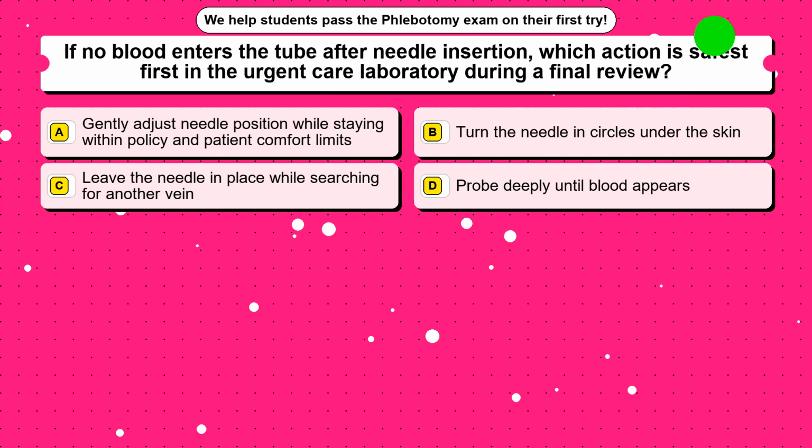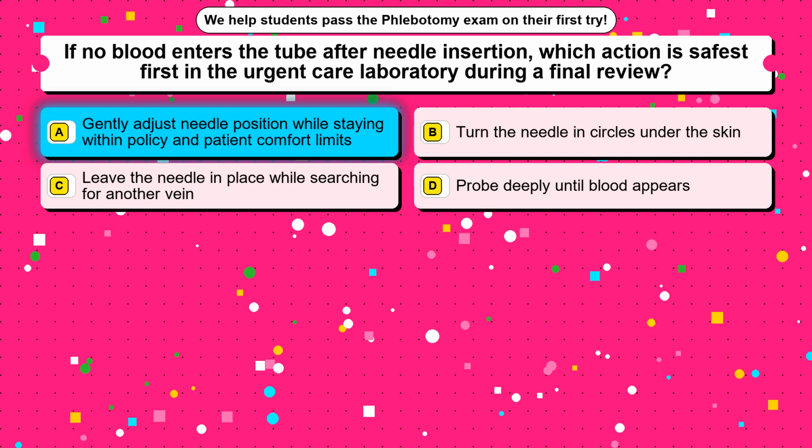Question 24. If no blood enters the tube after needle insertion, which action is safest first in the urgent care laboratory during a final review? Option A. Gently adjust needle position while staying within policy and patient comfort limits. Option B. Turn the needle in circles under the skin. Option C. Leave the needle in place while searching for another vein. Option D. Probe deeply until blood appears.